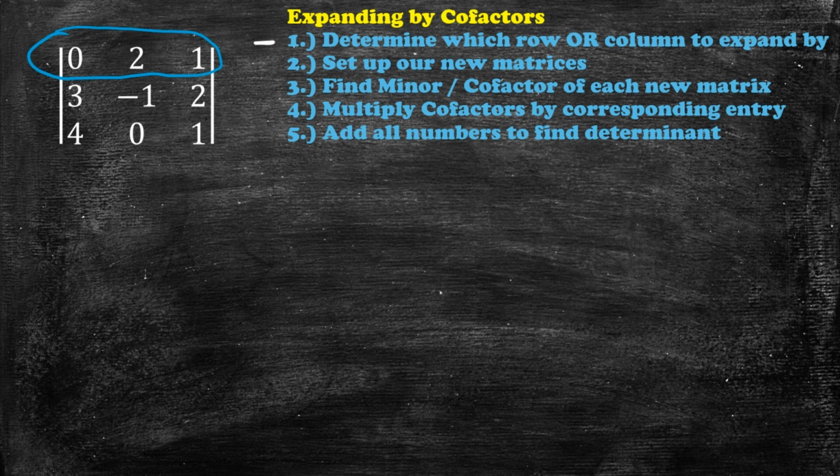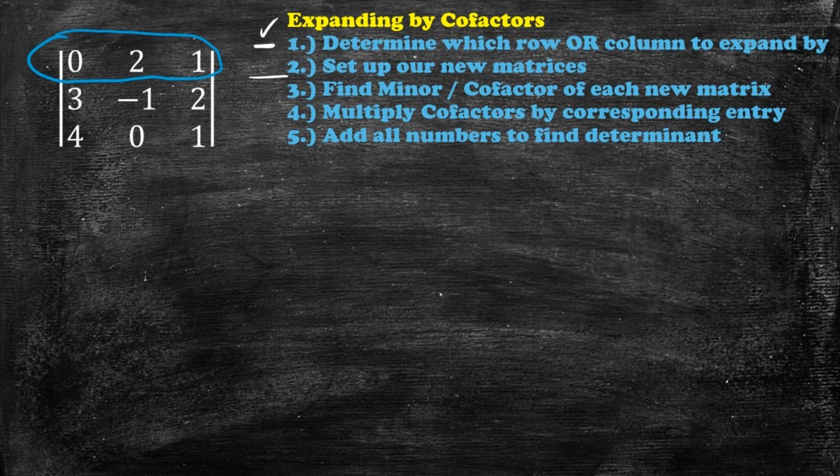We see that there's a 0, a 2 and a 1. Those numbers are low, and the zero's there. Perfect. So that's the one I'm going to expand by. So step number 1, we found out that we want to expand by row 1. Step number 2 is we want to set up our new matrices. These matrices are to find the minors, and after that we find the cofactor of each of those. So let's set up our matrices.